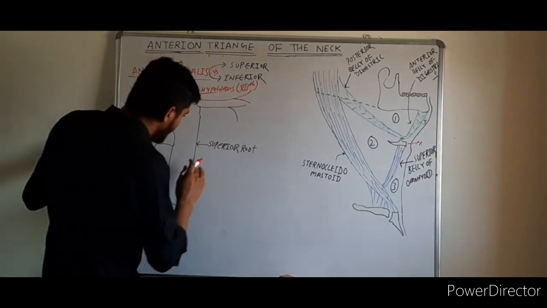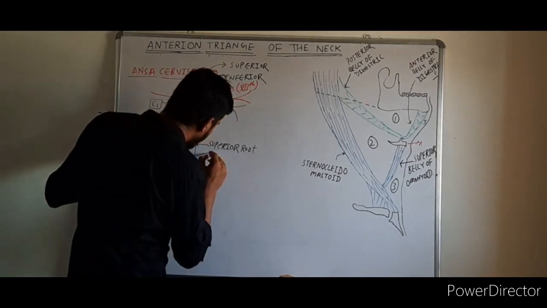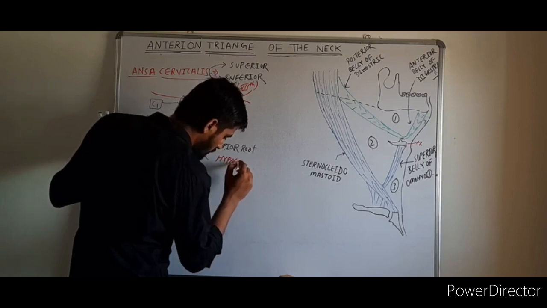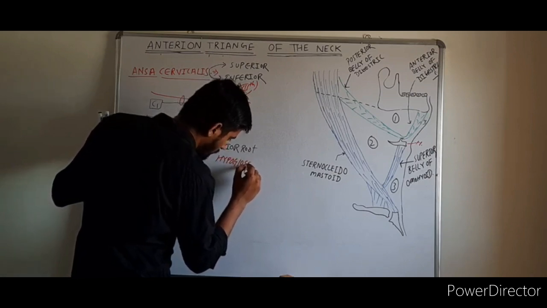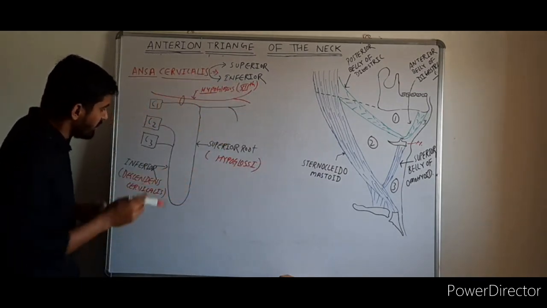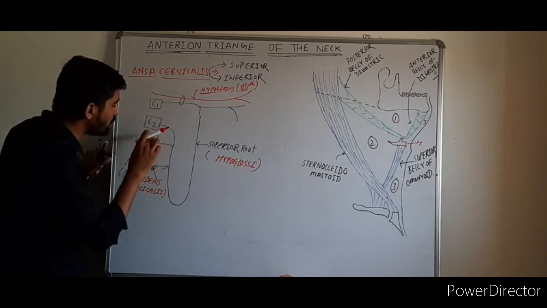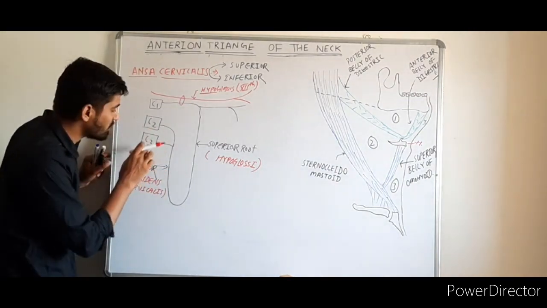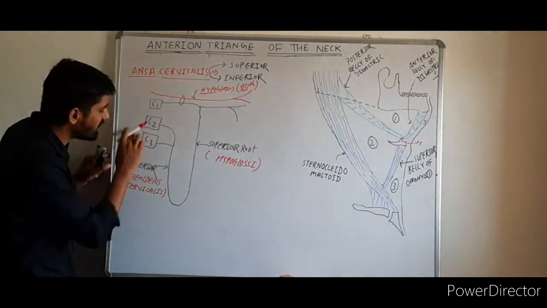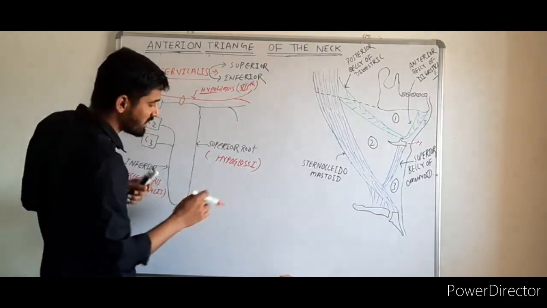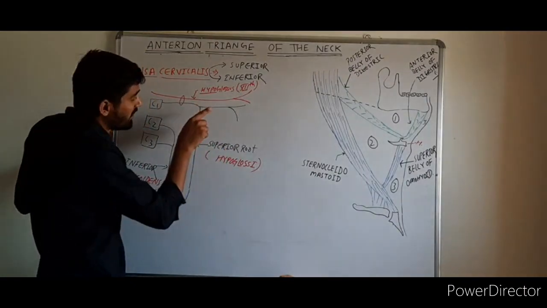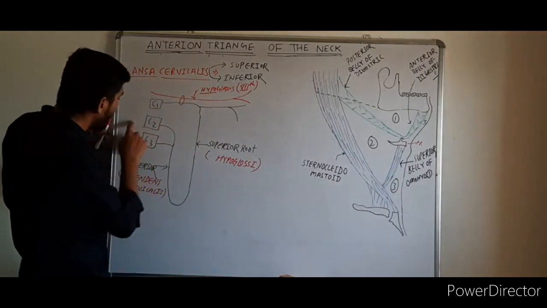Descent cervicalis, and this superior root is called descent hypoglossal. Why is it like this? This inferior root is formed by C2 and C3 spinal nerves. So this is the cervicalis, cervical, so cervicalis. This is the hypoglossal because the superior root is formed by these all are the ventral rami.